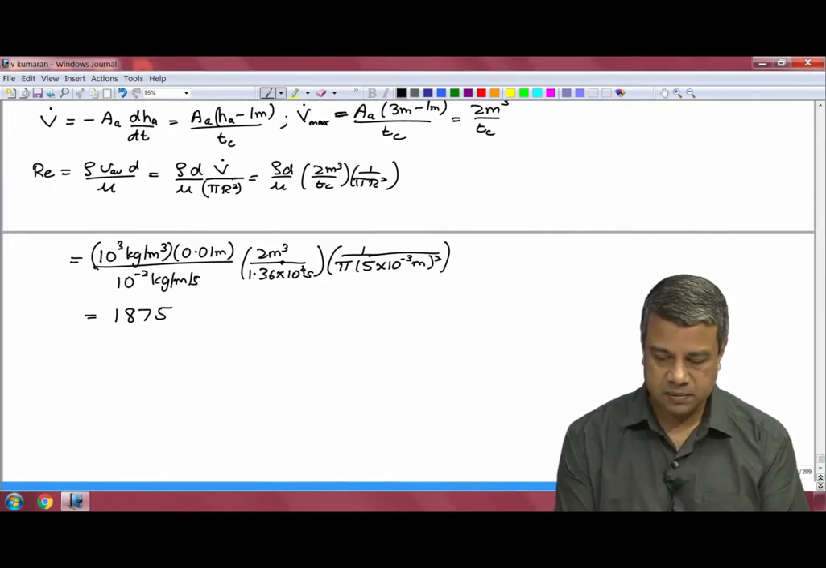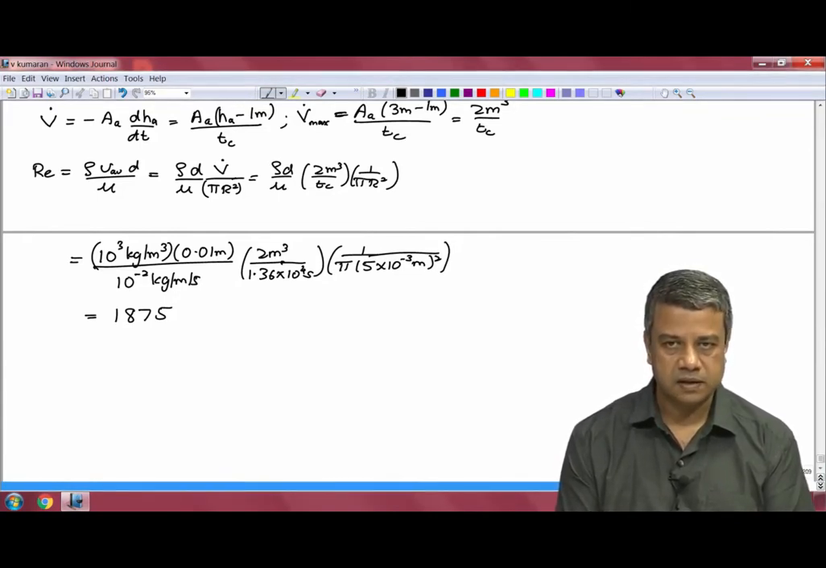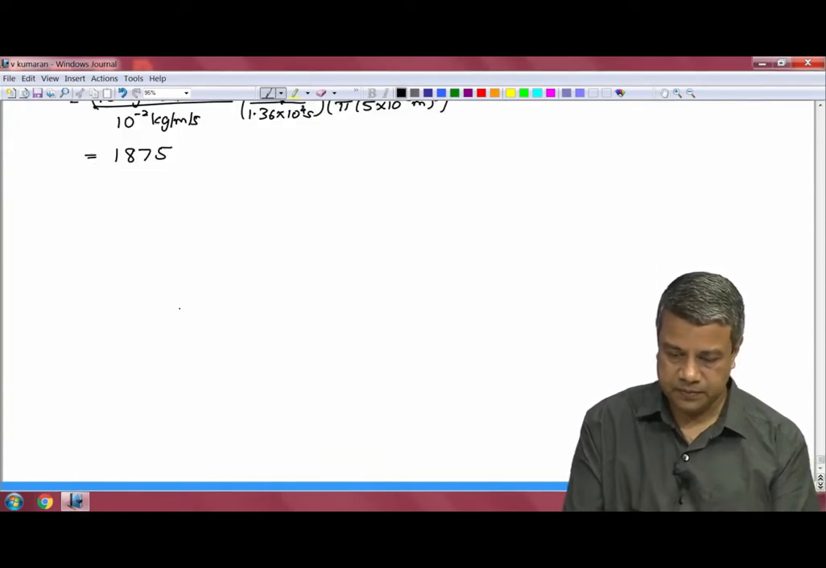So, this is an example of how we can use the friction factor relation, the relation between the pressure difference and the volumetric flow rate for the flow in a pipe, for solving a problem looking at the discharge between two tanks.